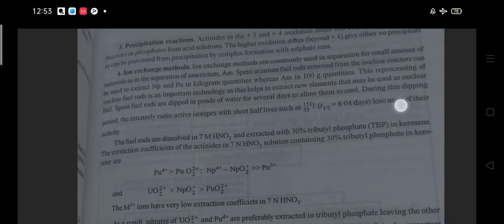Next is extraction into organic solvent. The MO2 2+ ions from solution can be extracted into organic solvents. The M4+ ions are extremely extracted into tributyl phosphate in kerosene from 6 M HNO3 solution, whereas M3+ ions are extracted from 10 to 16 M HNO3.